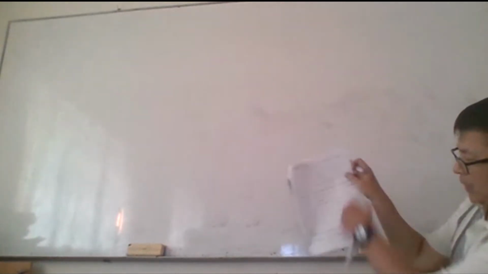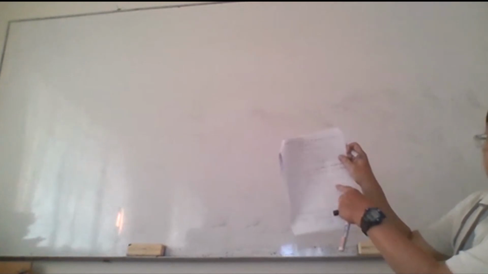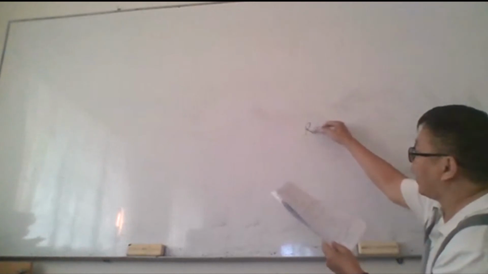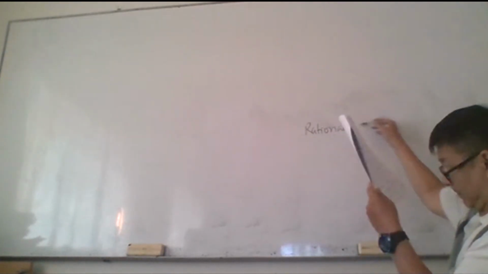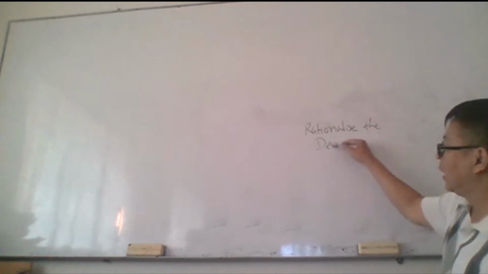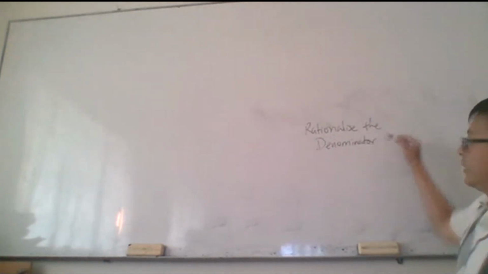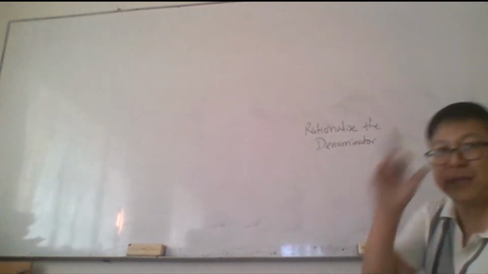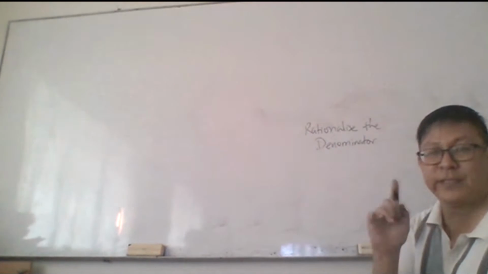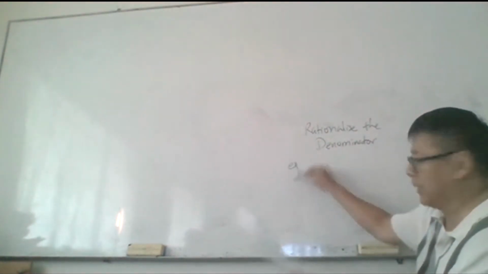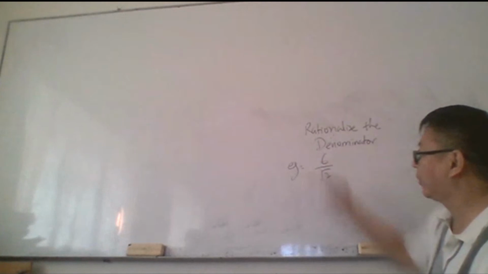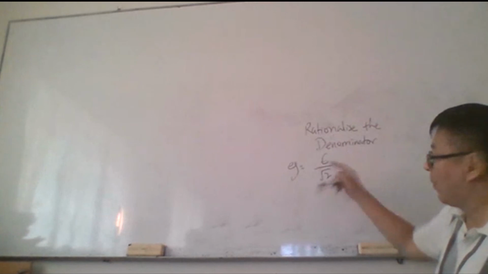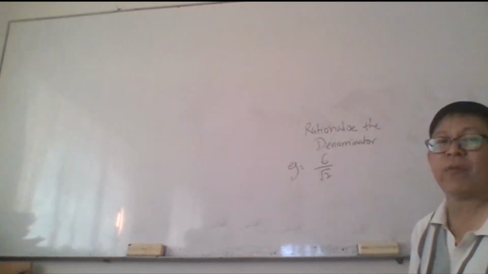Okay, so I already showed you some examples over here. Now I want to teach you how to use this to rationalize the denominator. So this is the last section we need to talk about. Rationalize the denominator means that if your denominator is in a surd or square root form, for instance, if you get 6 over square root 2, we must rationalize the denominator. The denominator cannot be an irrational number.